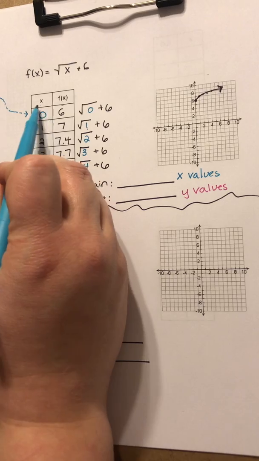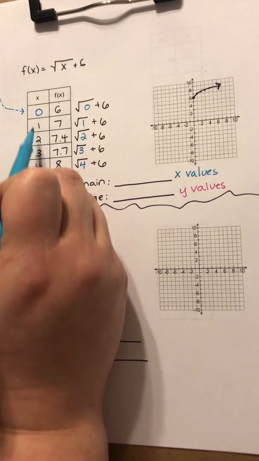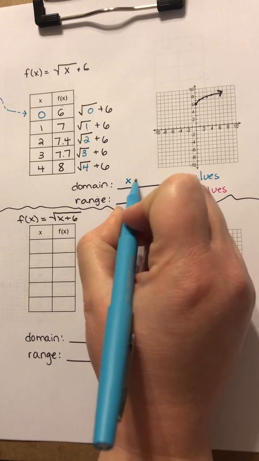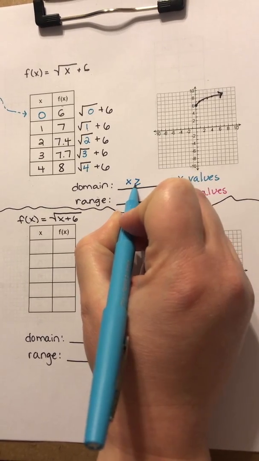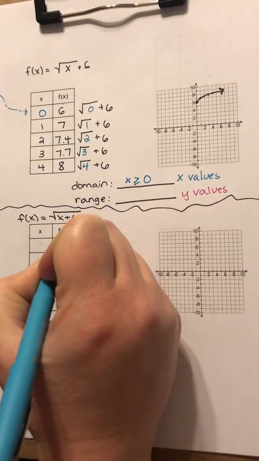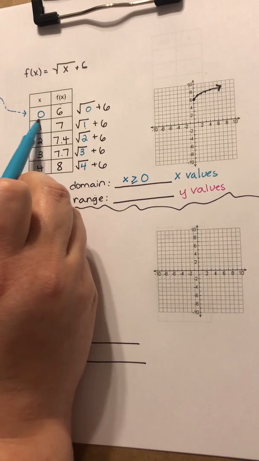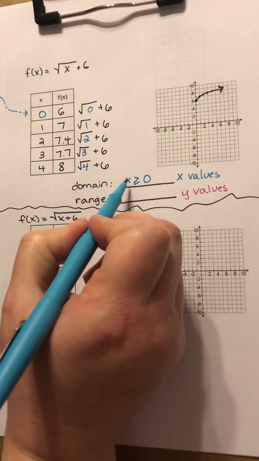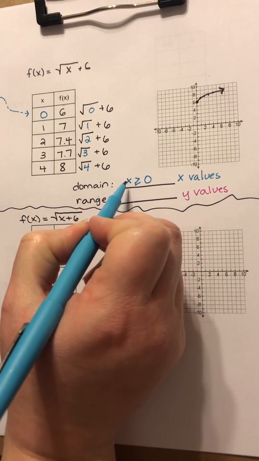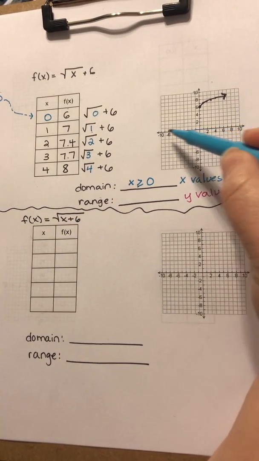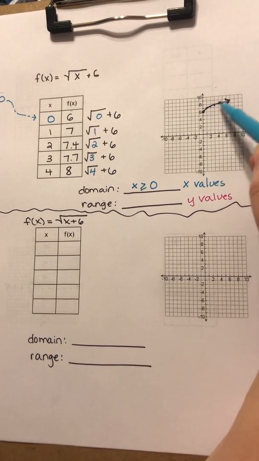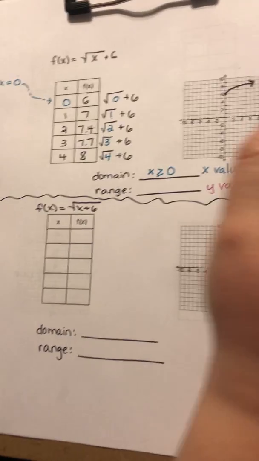So if we look here, our x's started at 0 and went up. So we can say that our domain is where x has to be greater than or equal to 0. You always use greater than or equal to with the starting value here in your table, and that'll give you your domain. On the graph, you can see that on our x-axis, we only have our graph going to the right of the 0.